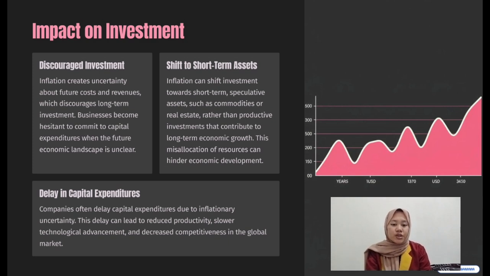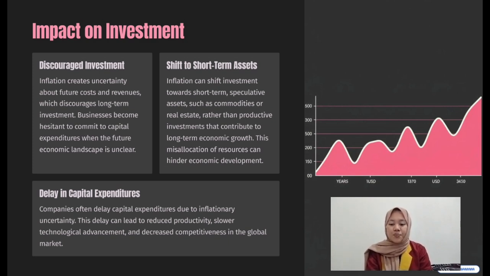Shift to short-term assets. Inflation can shift investment toward short-term speculative assets such as commodities or real estate rather than productive investment that contributes to long-term economic growth. These misallocations of resources can hinder economic development.